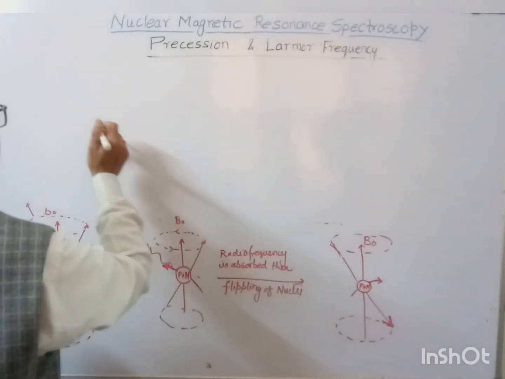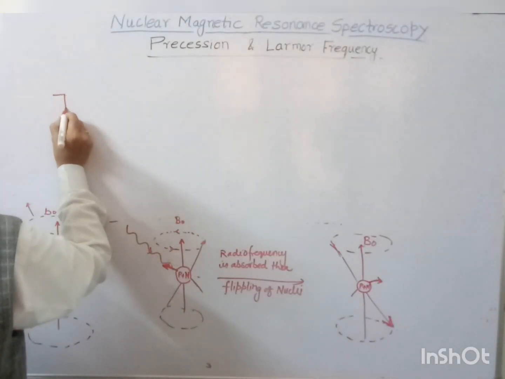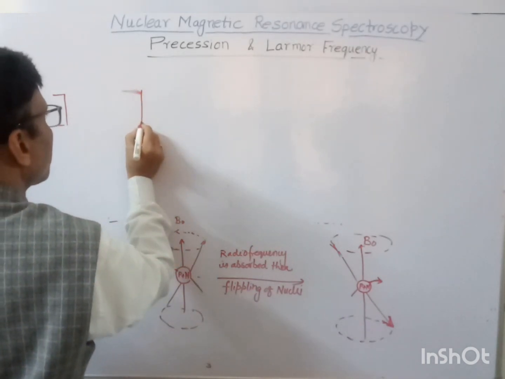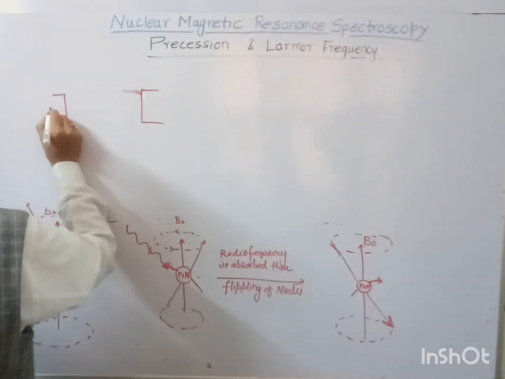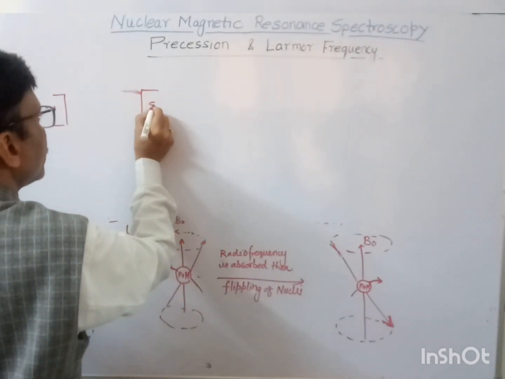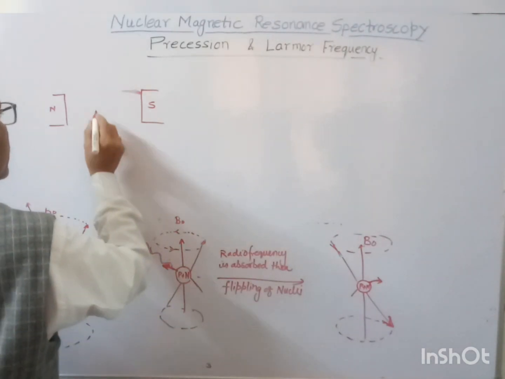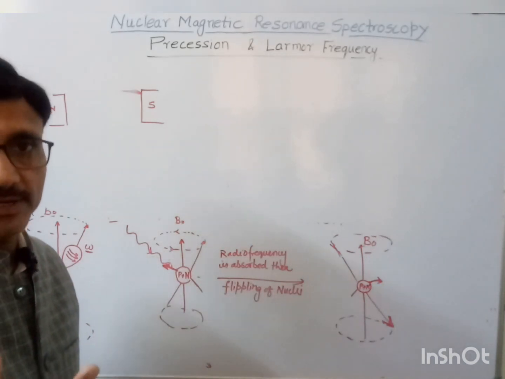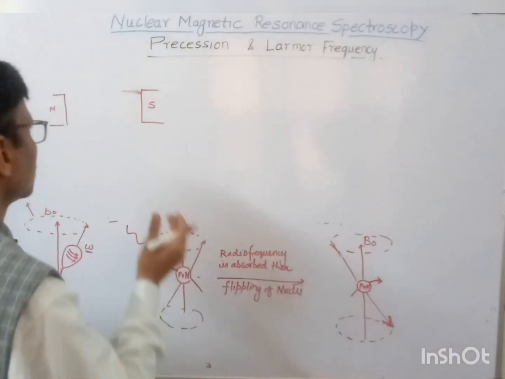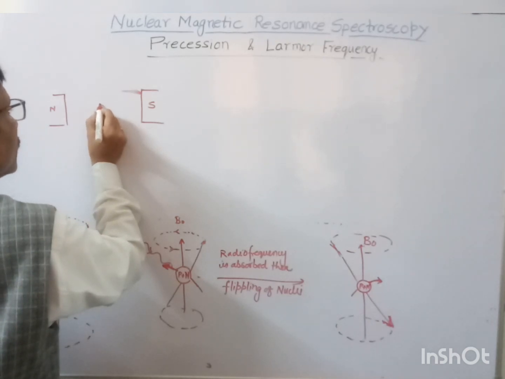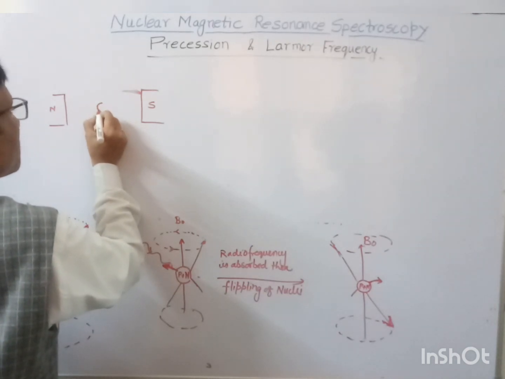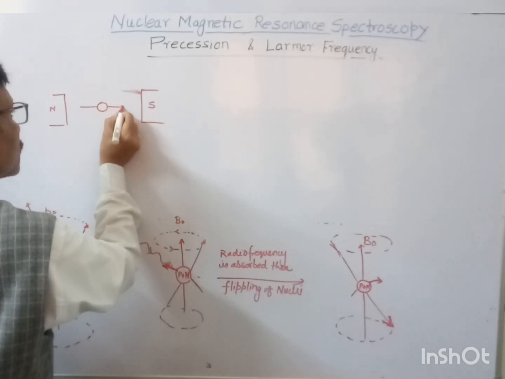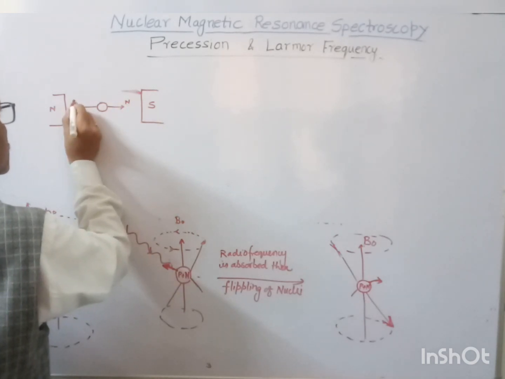Now suppose we have a nuclei in presence of external magnetic field. So this is the external magnetic field, north and south, and in presence of external magnetic field, as I told you, the nuclei will have a certain fixed direction. So if this is our nuclei and it is aligned in the direction of magnetic field, this is north, this is south.